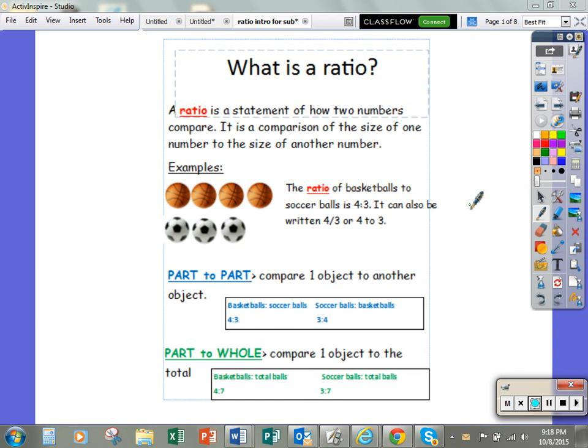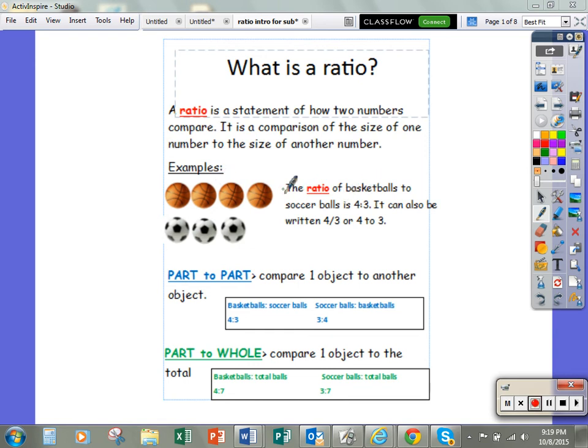So today we're going to learn what a ratio is and how to write them correctly. You should have these notes in your journal already, and it simply states that a ratio is a statement of how two numbers compare, comparing the size of one number to the size of the other number. So if we had a bunch of basketballs and a bunch of soccer balls, you could write the ratio of basketballs to soccer balls. So comparing the number of basketballs to the number of soccer balls.